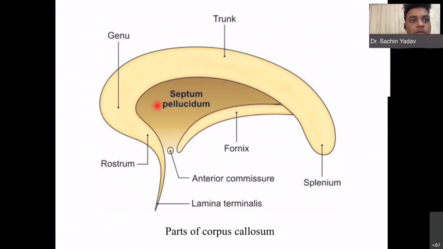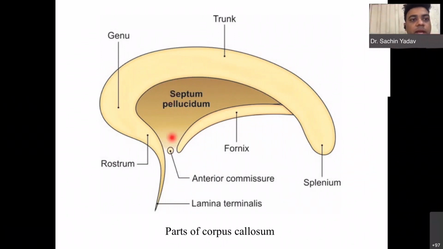Below the corpus callosum, you can see this part, which is named the septum pellucidum. What is the septum pellucidum? This is a thin lamina of gray matter, vertically present in the mid-sagittal plane between the two lateral ventricles, the right and the left ventricle. The partition between them is known as the septum pellucidum. The corpus callosum also forms part of the roof of the lateral ventricle. Below, the two lateral ventricles are separated by the septum pellucidum, which is why it is named septum.